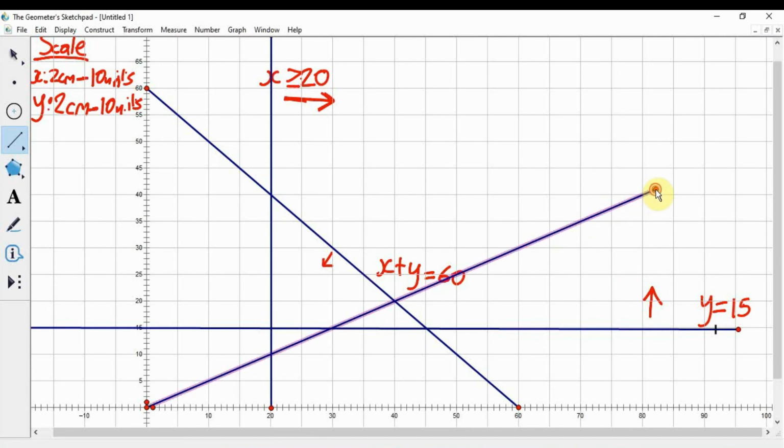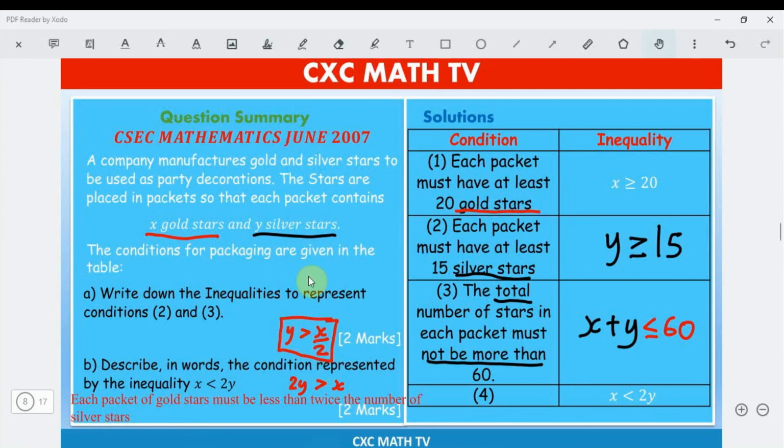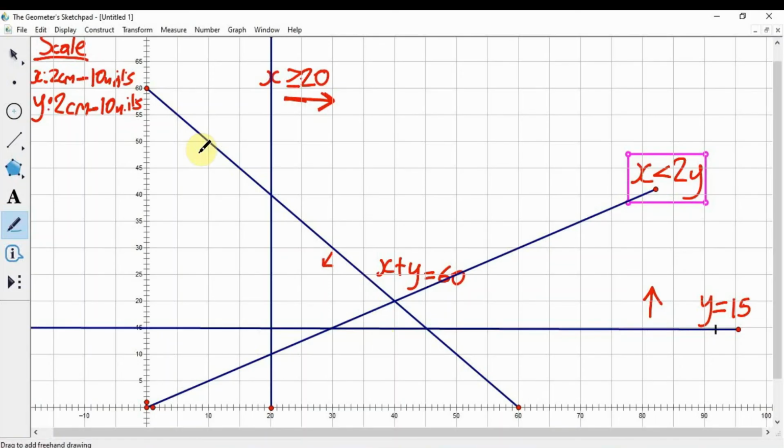80 to 40, I can stop it here. All right, so this is the line: x is less than 2y. And since x is less than 2y, what do we want? When we write it this way, we want y greater than x over 2. So we want above this line. Above this line, all right?